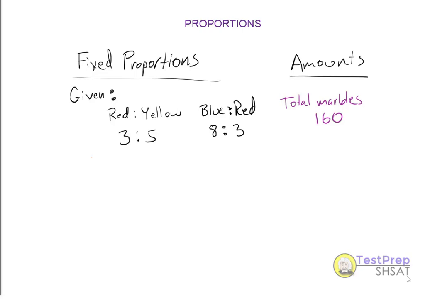Let's start with our double proportion problem, where the fixed proportions are given to us in the form of two different ratios, and we're provided a total amount of marbles. So we have red to yellow is 3 to 5. How do we do this? We approach it the same way we did before. Set up a proportion equation.